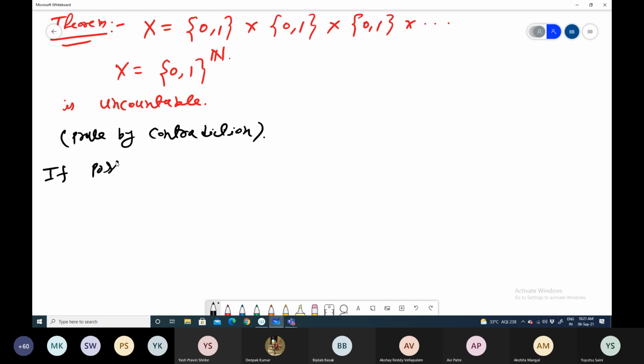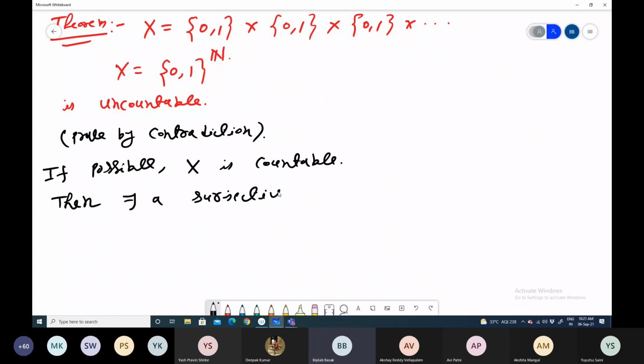Now, if possible, let X be countable. So what do we mean by X is countable? Then there exists a surjective function f from natural numbers to X. This is an if and only if criterion, right? Since X is countable, we have a surjective function f from natural numbers to X.